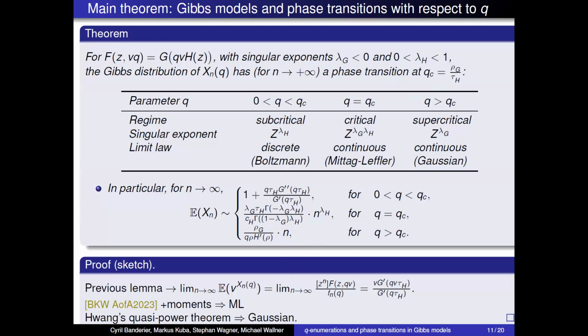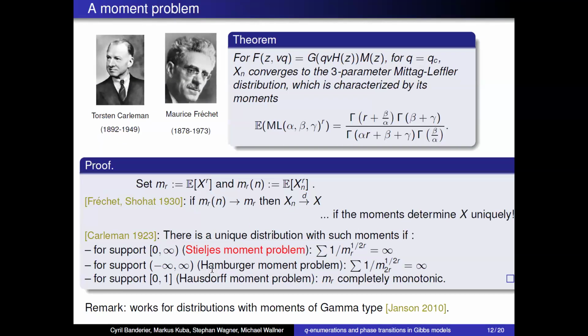Okay, so the tools to prove this theorem are the previous lemma, where you play a little bit with those expressions and recycle part of what we did in the previous AofA. We use the method of moments, which I will comment on, and then you get a Mittag-Leffler distribution in this case. And for the last case, it's a nice application of Hwang's quasi-power theorem, which is known to lead to Gaussian results. So let me comment just a little bit on the moments problem here.